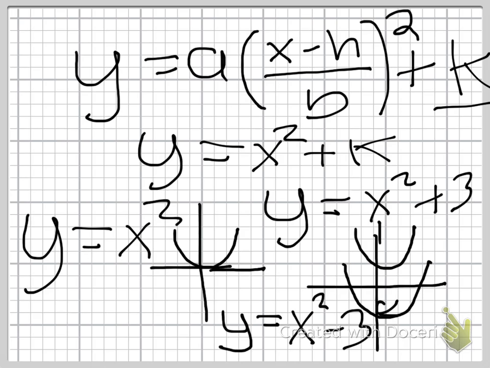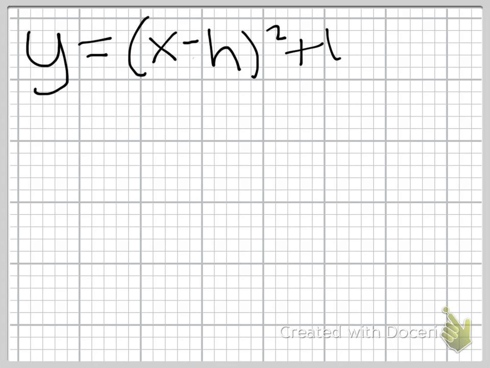All right. So I'm going to delete this, and we're going to write what we've learned so far. I'm going to have a new page for you guys. Hopefully that's okay. We've learned that if I have at least this much of a graph, and I'm going to cut the a out, we're going to say x, let's go back, minus h, squared plus k.